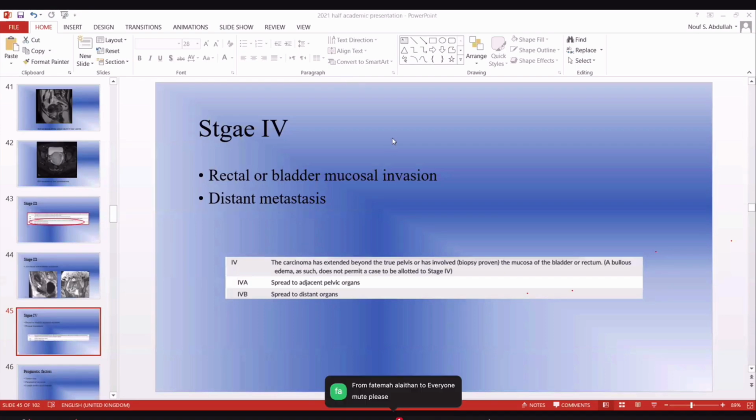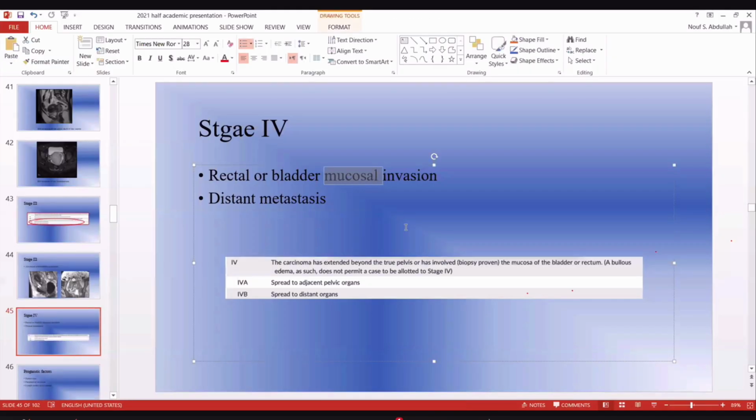So stage 4 is when you have rectal or bladder mucosal involvement. And I just want to point out, be sure that we are talking about mucosal invasion and we're not talking about bladder wall invasion. Stage 4A or B, 4A when you have rectal or bladder invasion, stage 4B when you have spread to distant organ or organ metastasis.